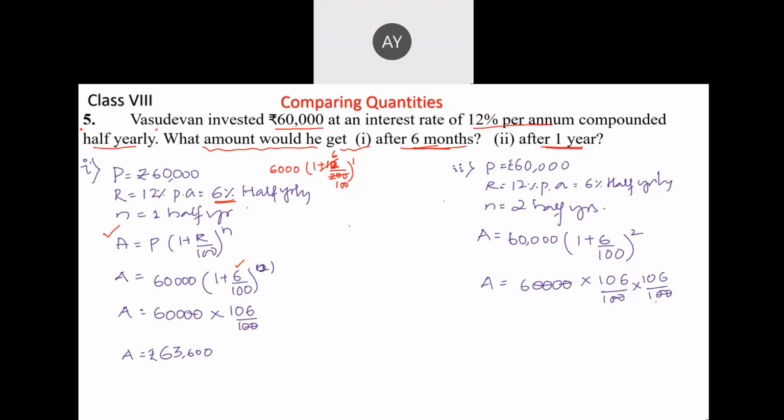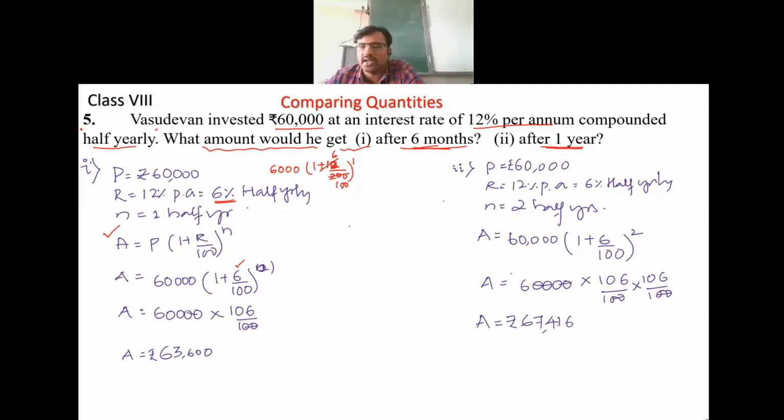This should be simplified. Here 4 of the zeros get cancelled. We get 6 into 100 and 6 into 6. 67,416, sir. Answer. Correct, Uday? Sir, the rate is 12% per annum, sir. Correct, 12% per annum is for 1 year.